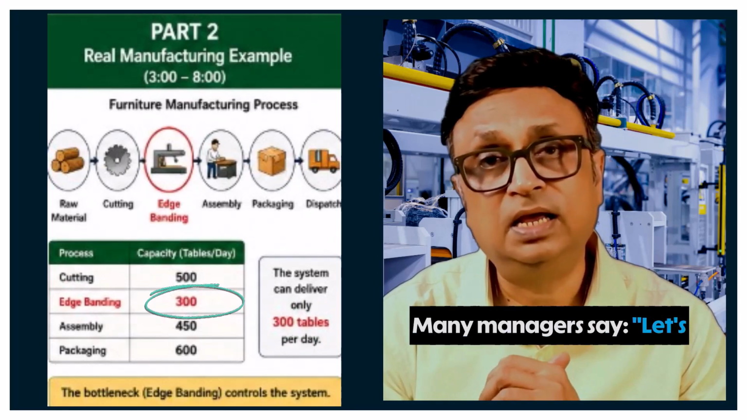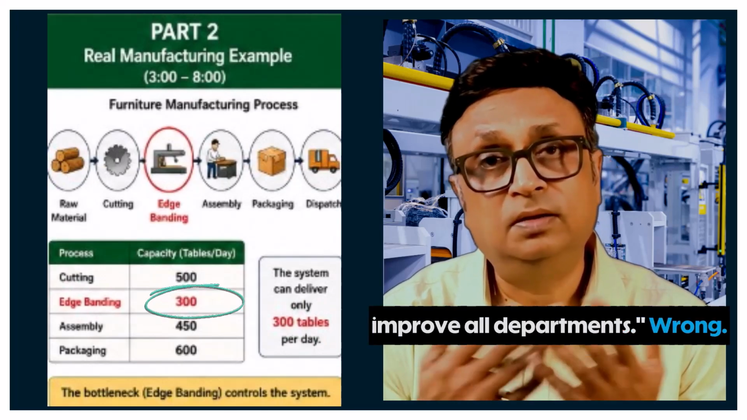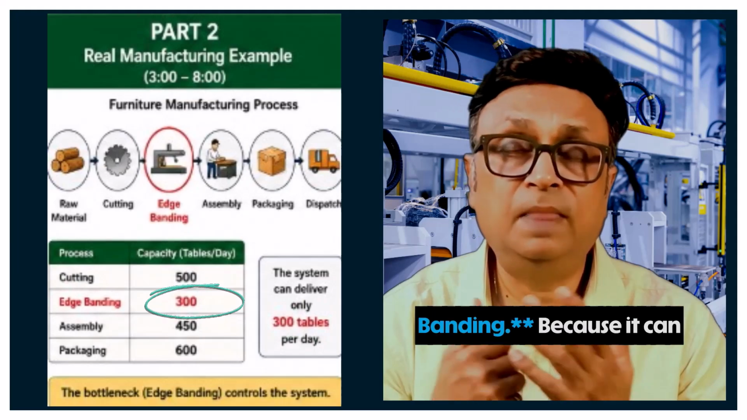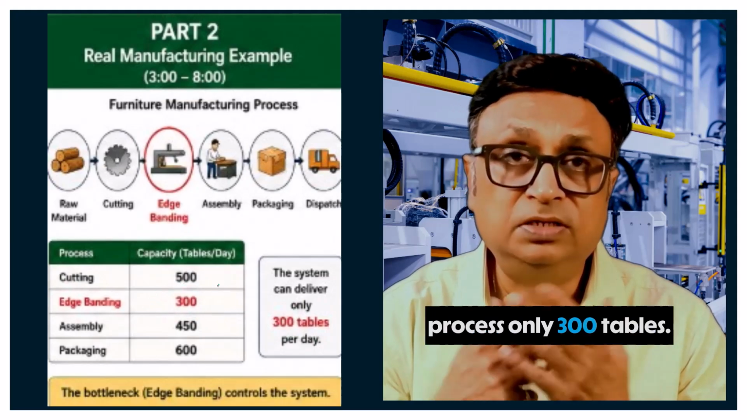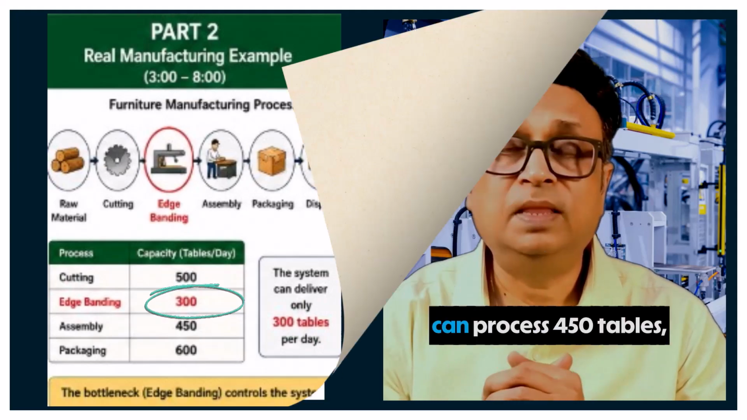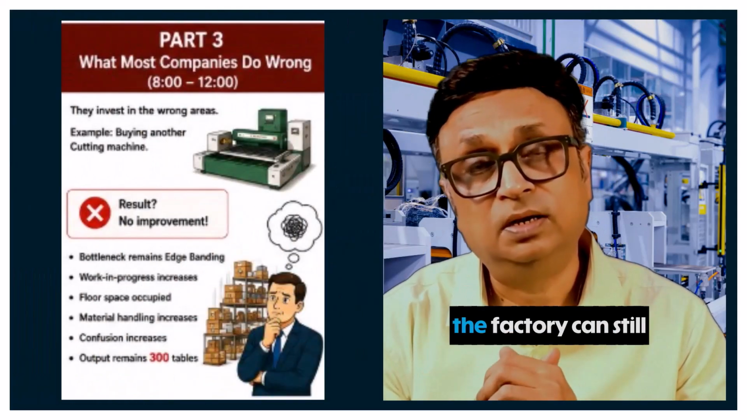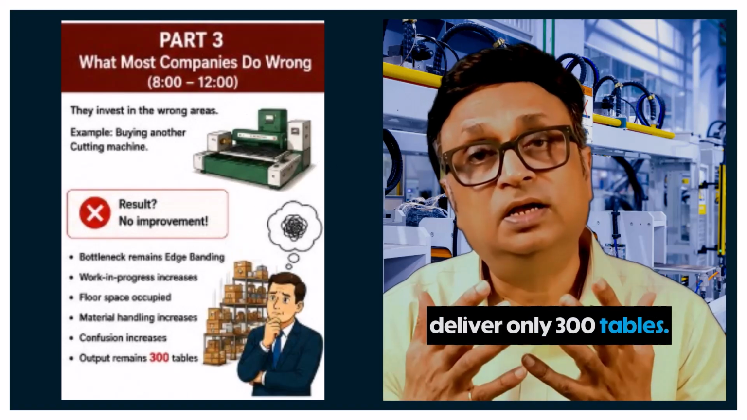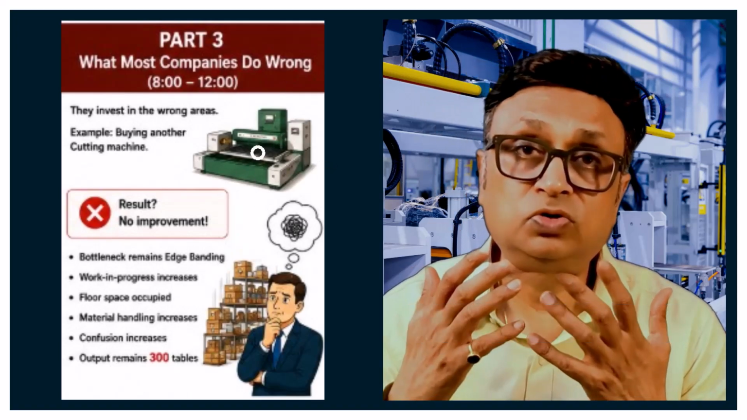Many managers say, let's improve all departments. Wrong. The answer is edge banding, because it can process only 300 tables. Even if cutting produces 500 tables and assembly can process 450 tables, the factory can still deliver only 300 tables. The bottleneck controls the system.